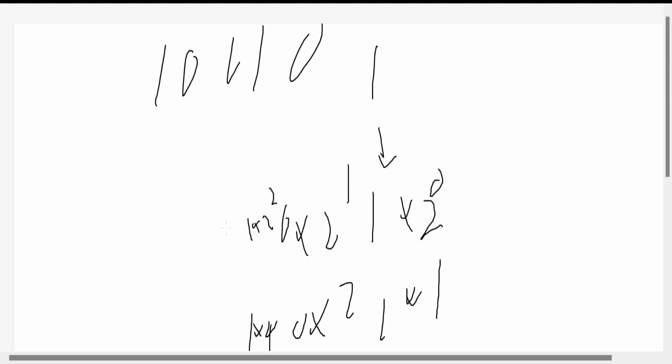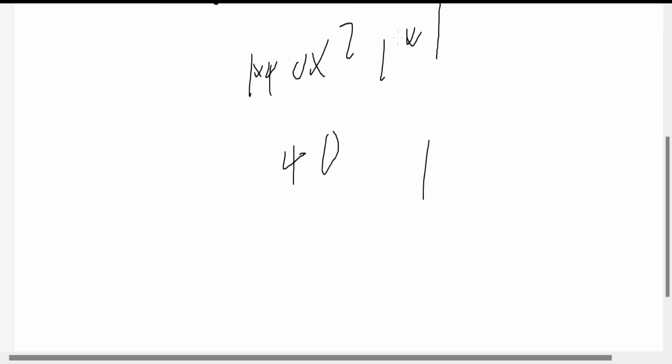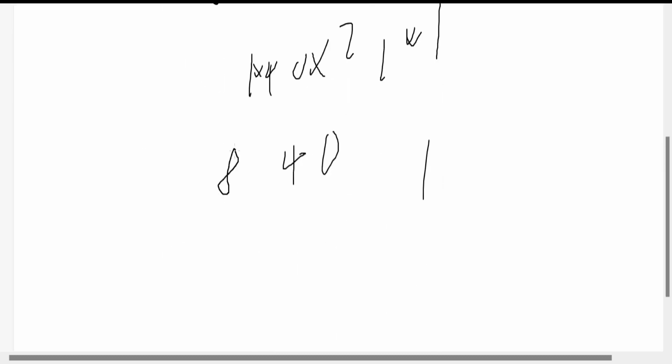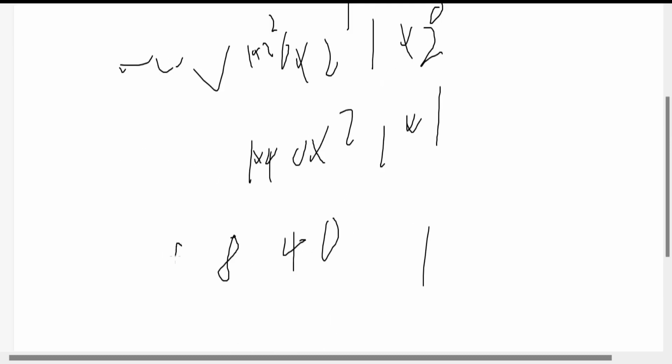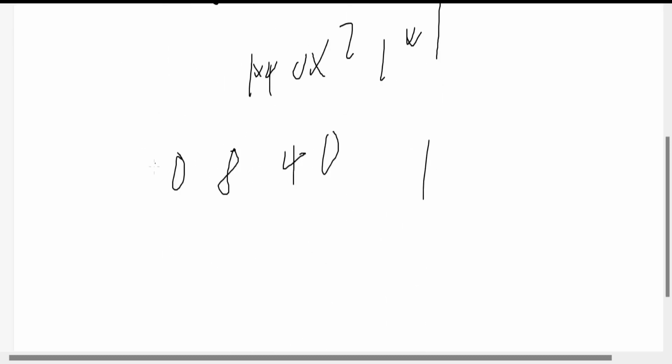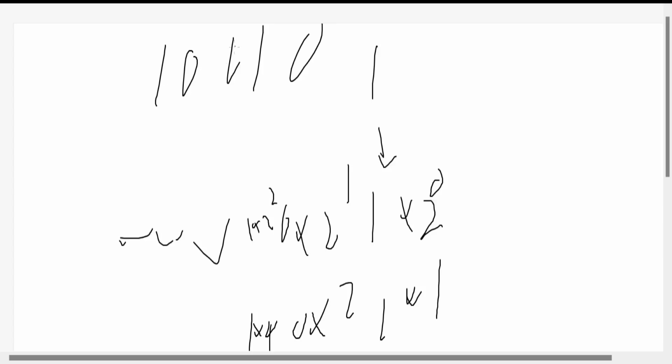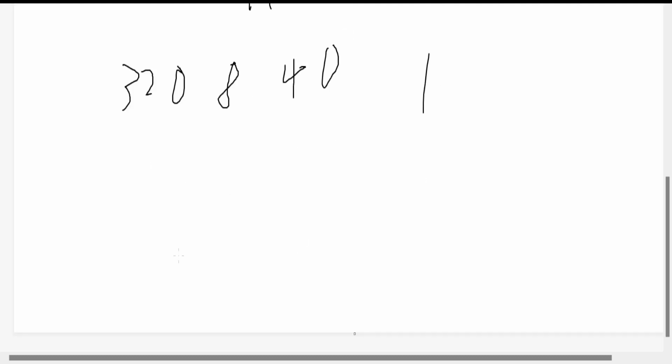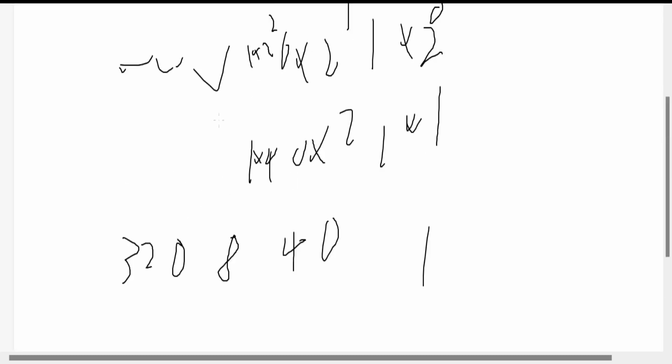You can do the rest here. This is 1. This is 0. 4. The next one is 2 to the power of 3, which is 8. Then you have another 0. And then counting the positions, this one is 2 to the power of 5, which is 32.